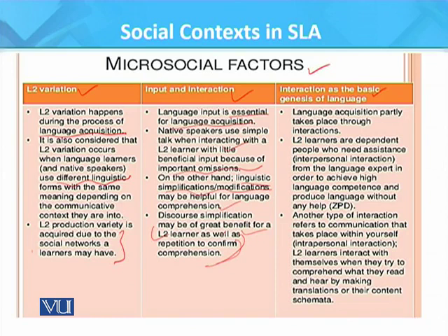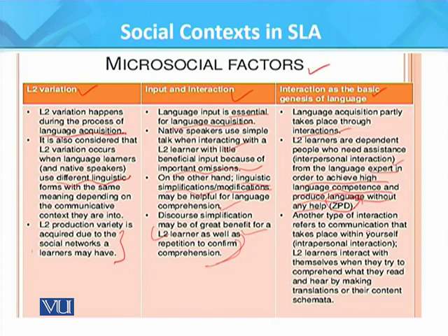The third social factor is interaction as the basic genesis of language. The core of any language is the interaction. Language acquisition partly takes place through interaction. Second language learners are dependent people who need assistance, interpersonal interaction from the language expert, in order to achieve higher language competence and produce language without any help. So here you have Vygotsky's zone of proximal development, where the second language learner is dependent on interpersonal interaction or assistance to develop language proficiency.